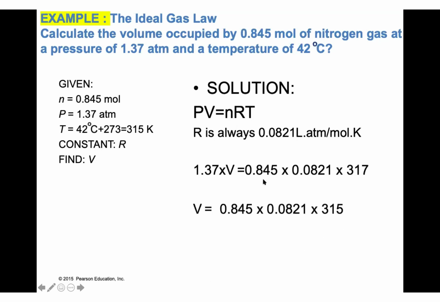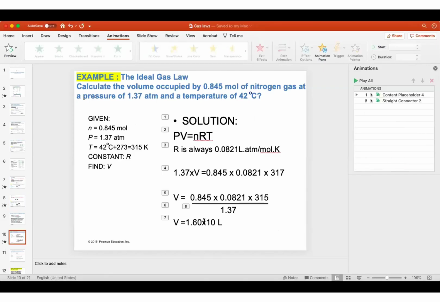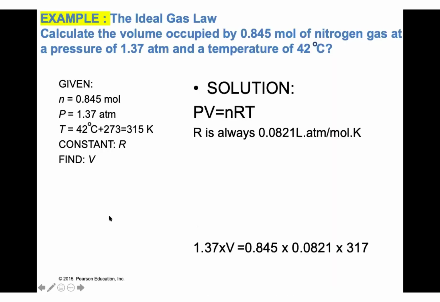Then for the volume, make sure you always divide the known side by the unknown side. So I'm going to divide it by 1.37. Make sure you follow the sig fig rule. I have 3 sig figs in the question, and I basically have 2 sig figs, so the final answer should be 2 sig figs at the end.